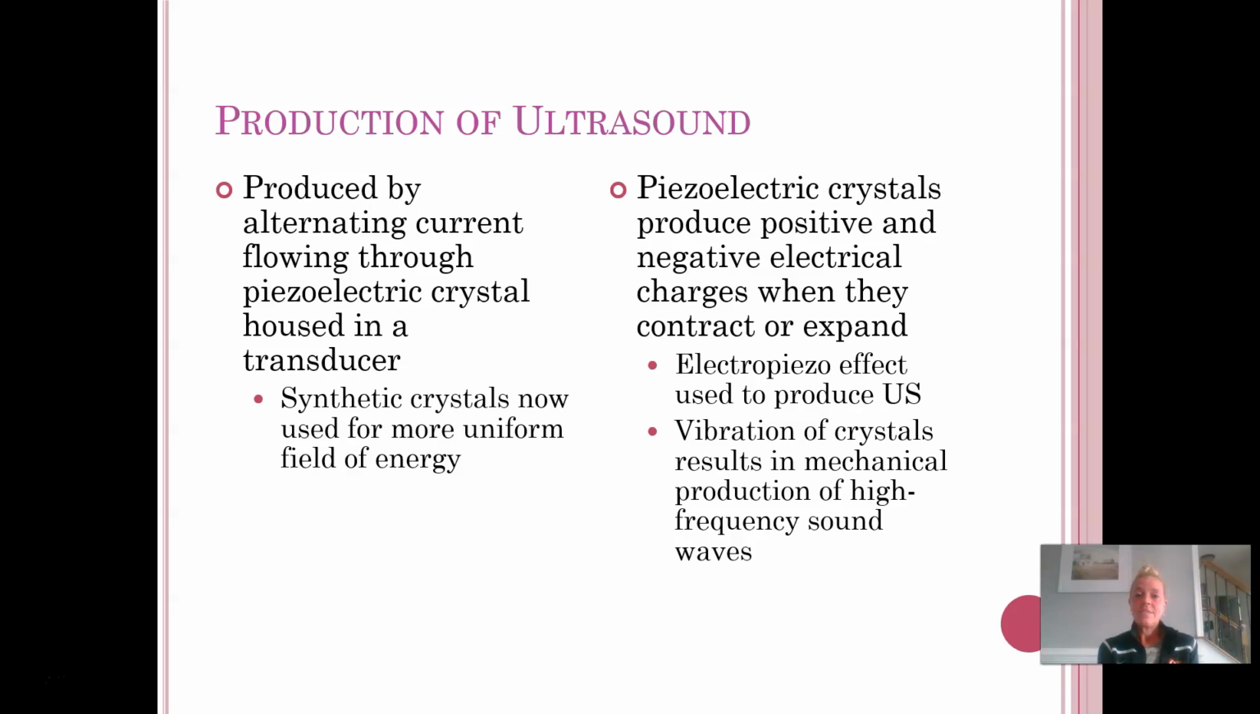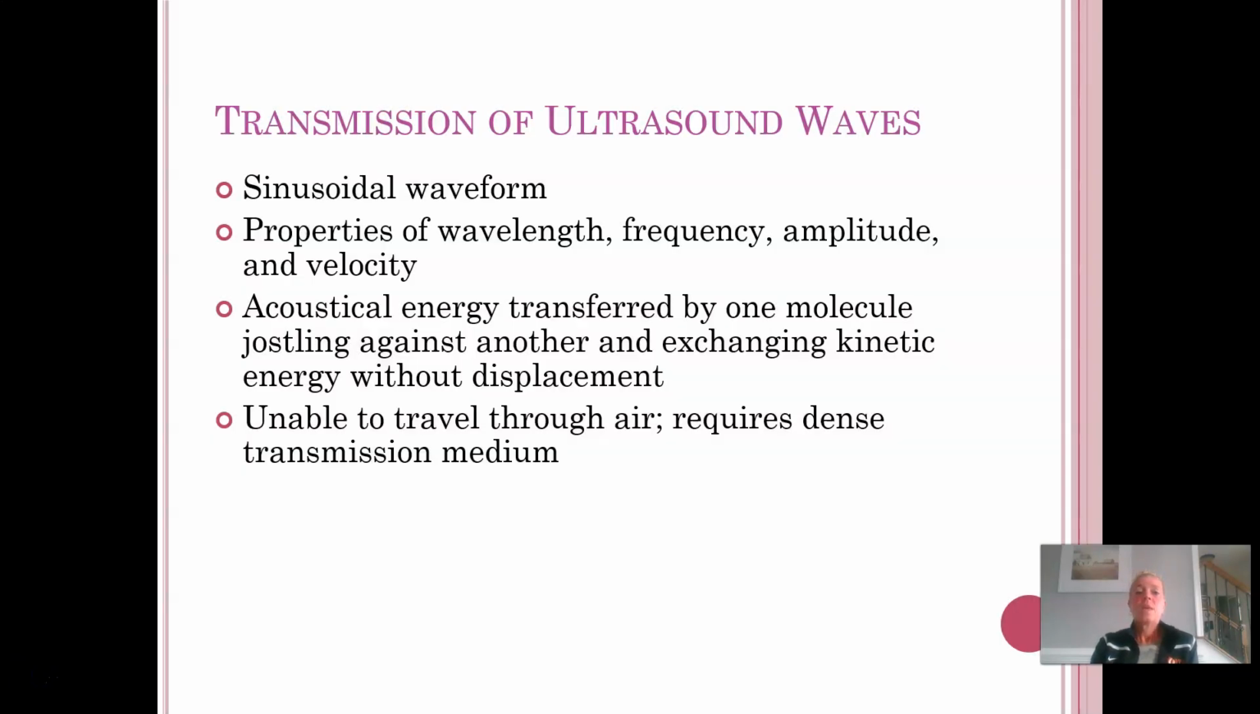So we get this effect that produces ultrasound. It causes sort of a vibration in the crystal. And then this vibration in the crystal produces waves that are going to then enter into the tissue. So ultrasound travels in a sinusoidal waveform, which is that up and down continuous waveform. So it has the properties of wavelength, frequency, amplitude, and velocity. We're not going to get too much into that now. We will talk a little bit more about a few of those when we get into E-stim.